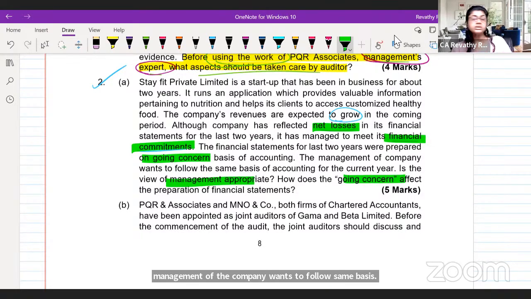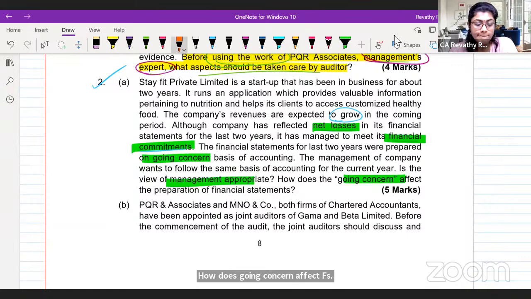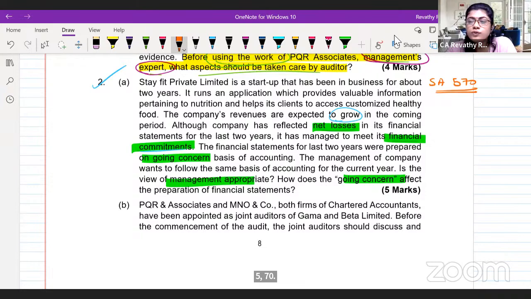How does going concern affect FS? Come on, guys. Can you say which essay? Very good, it is essay 570, going concern. They have prepared financial statements on which basis? Going concern basis.